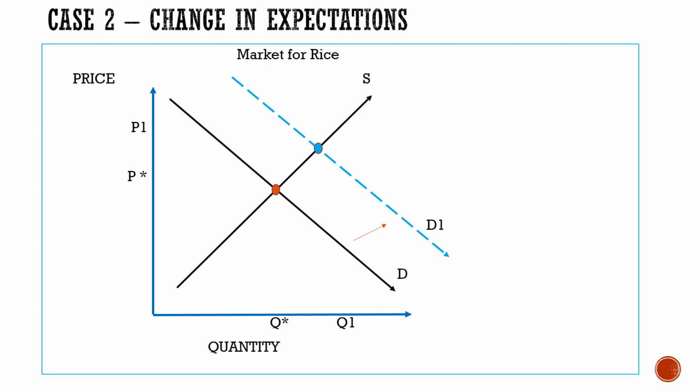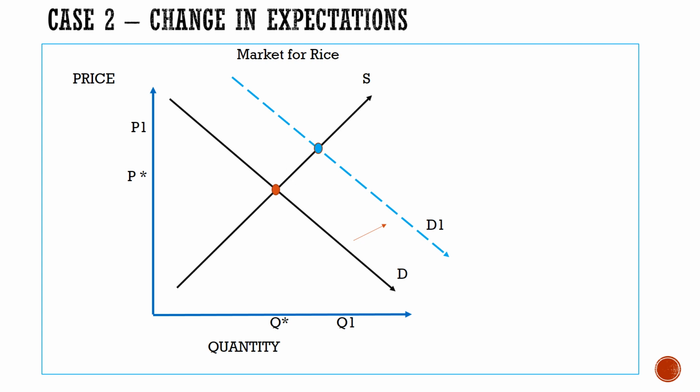So changes in future expectations affect your current consumption level. Let's suppose you're expecting the price of rice to increase next month. How will this affect consumer demand? Definitely, if you're expecting rice to be expensive next month, you would buy more today and store. So your demand curve will shift towards the right because you're demanding more rice now.